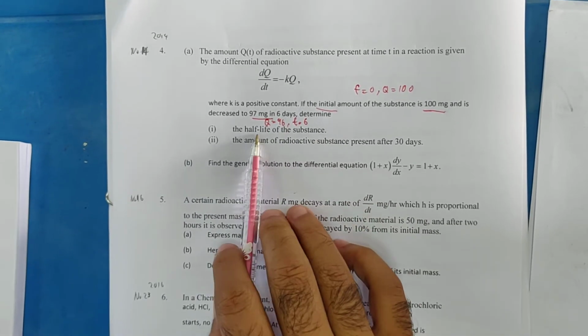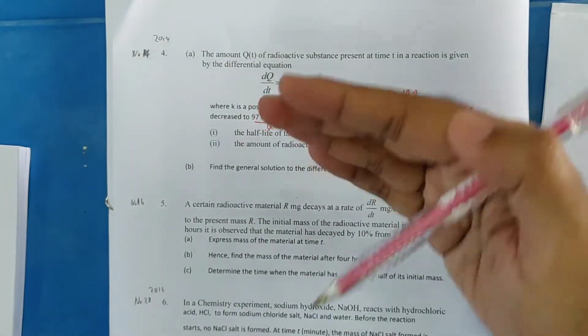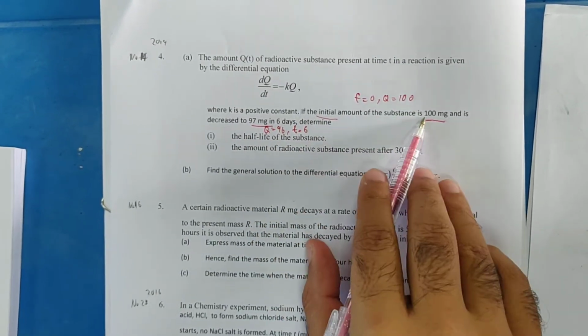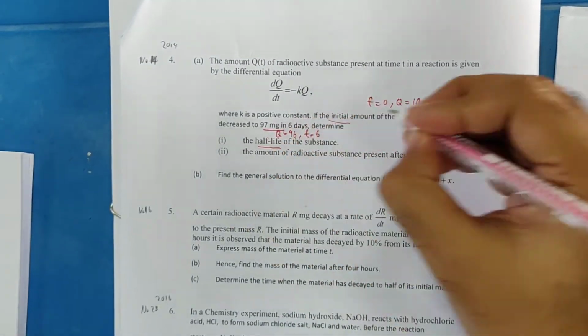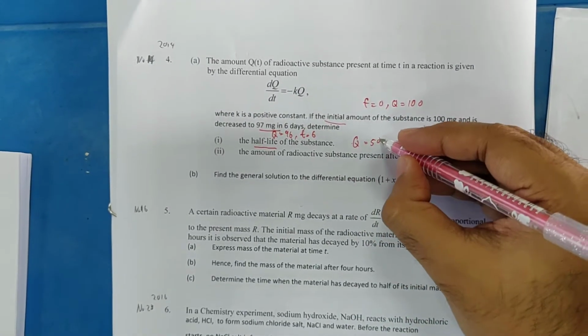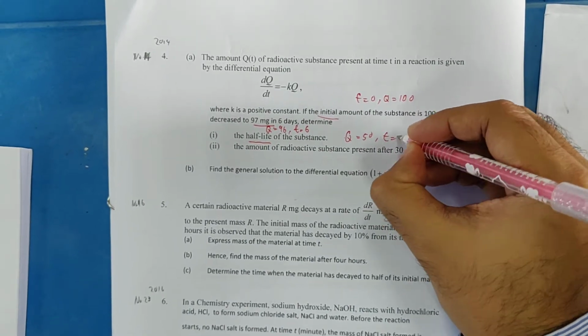Physics, okay. You learn half-life more in physics. So half-life of a substance means when the value of the substance becomes half. If you start with an initial amount of 100, then half-life is half of it, so this is about 50. And we want to calculate the half-life, so that means you want to calculate the time.